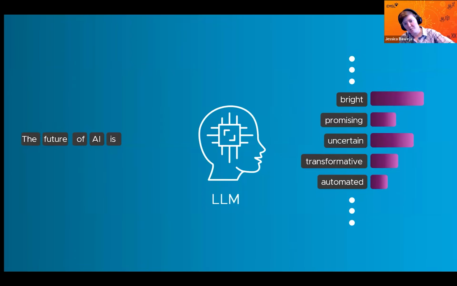What's shown on the right is all possible ends to this sentence, right? And you can see there, there's many, many more. Each one of those ends to this sentence is associated with a particular probability, right? So they're all valid. The sentence could be the future of AI is bright or promising or uncertain or transformative or automated, right? Every single one of those could work.